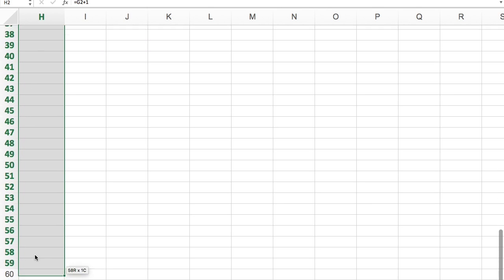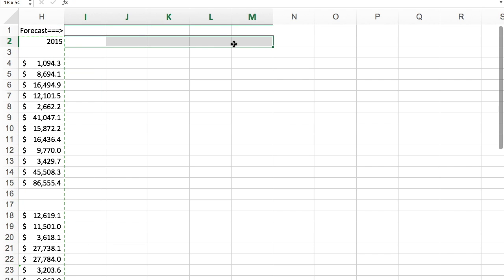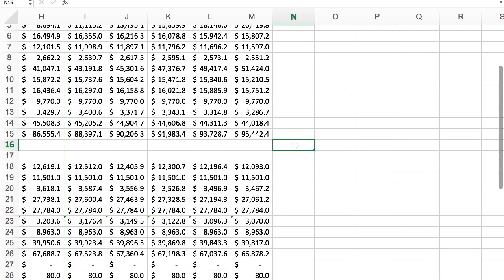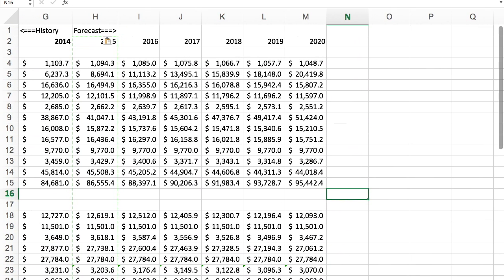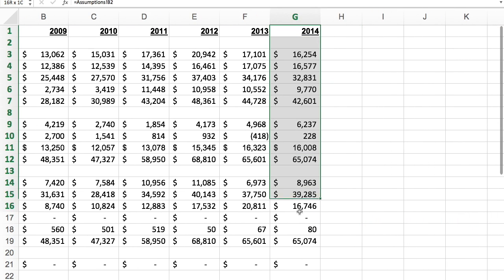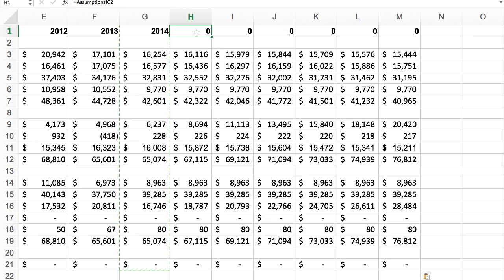Copy it right, going out 6 years. That, very importantly, balances. Final step, go to my TFI, take my 2014 TFI, which is a relative reference to all of that, copy, paste to column M, change my years to relative references. I now have a forecasted TFI going out to 2020 that balances.